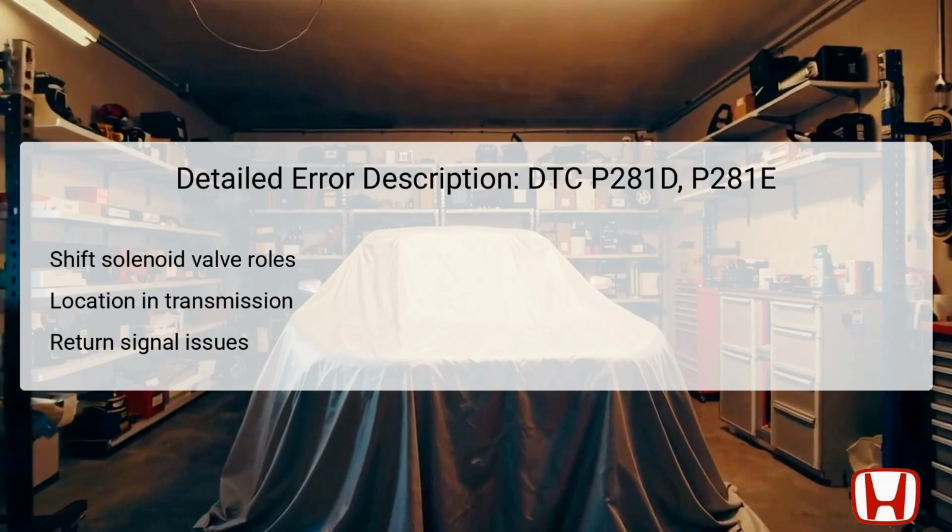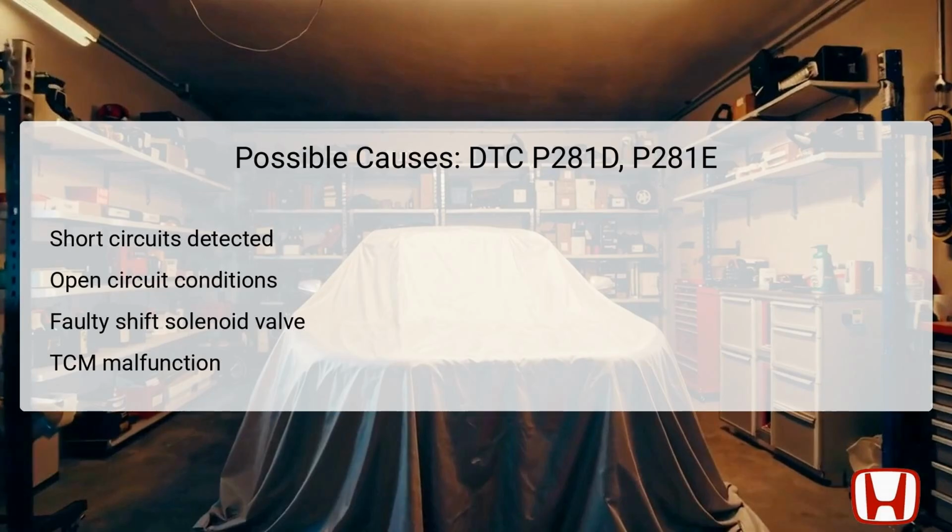It can be pivotal in managing oil flow for gear changes. If the circuits are not functioning correctly, the TCM cannot perform efficiently, leading to transmission performance issues. Components relevant to this diagnosis include the TCM itself, the solenoid valve, and connecting wires, each contributing to the operation of the transmission. There are a variety of factors that could cause the DTCs P281D or P281E signals.